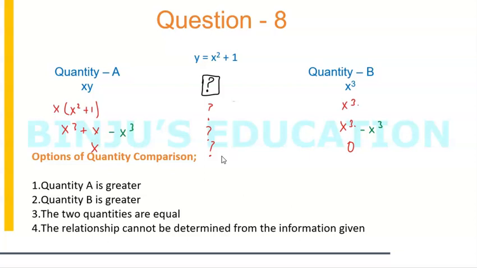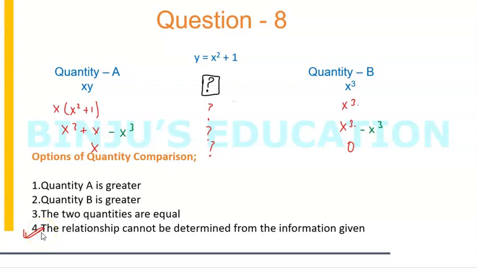Now, do we know anything about x, whether it's positive, 0, or negative? No. It may happen x is minus 4, it may happen x is 0, it may happen x is plus 4. All three are possible. So do we have a definite relationship between the two quantities? The answer is no. Hence, our answer is option 4, the relationship cannot be determined.